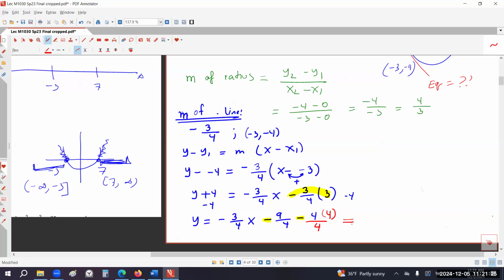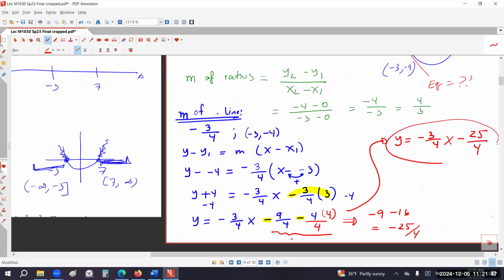So we have from here -9, -16. That gives us -25 over 4. So y is -3/4 of x minus 25/4. 25 and 4, do they have anything in common? Can you divide 4 by 5? One is odd, one is even, not possible.